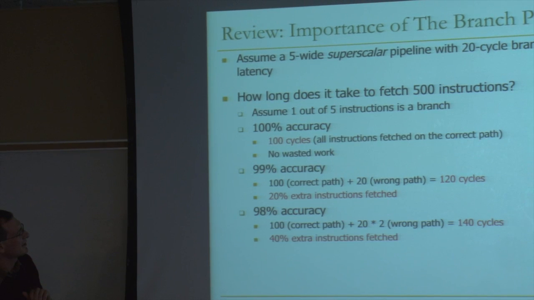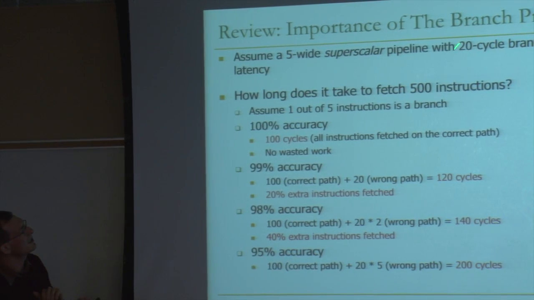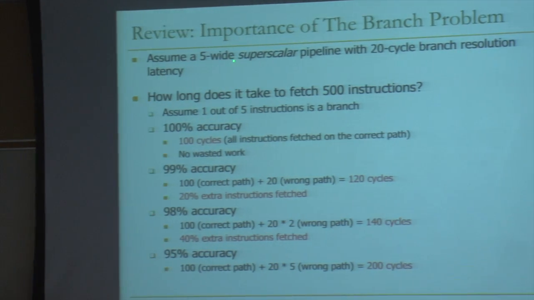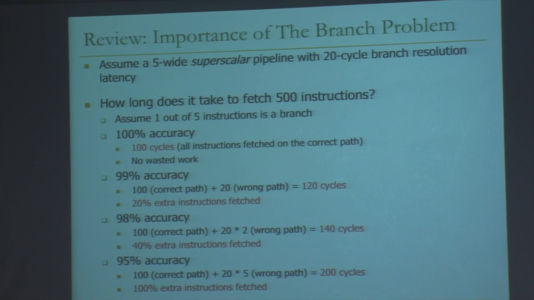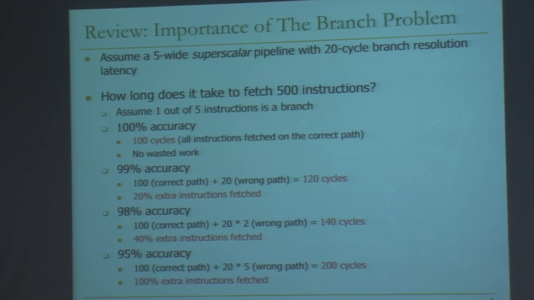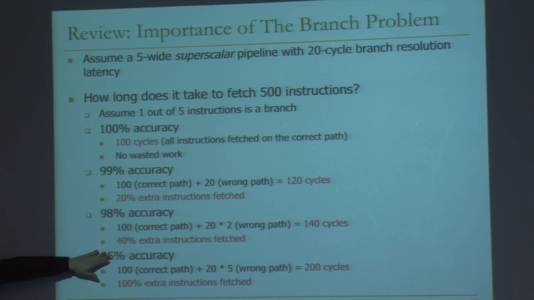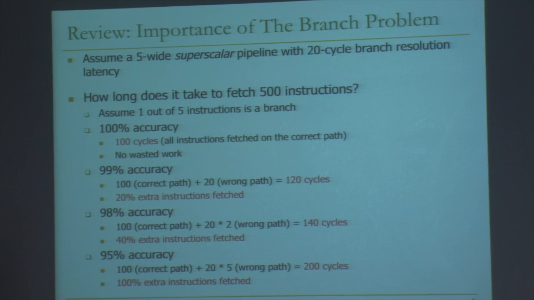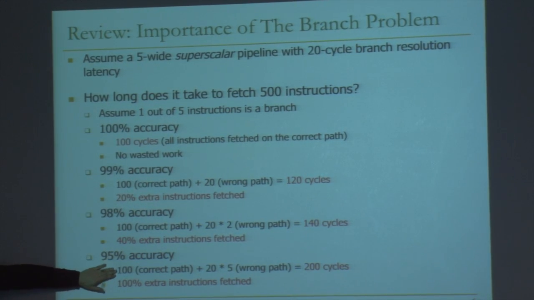But the takeaway is, even with 95% accuracy, if you have a reasonably deep pipeline and a reasonably wide pipeline, you're basically wasting half of the work you're doing in the fetch engine. And that's 95% accuracy. Imagine what this would be with 70% accuracy. That could be a good homework question or exam question, right? You can just answer right away. So it'd be terrible. With 70% accuracy, you'd be fetching many, many more instructions than you actually need to fetch.